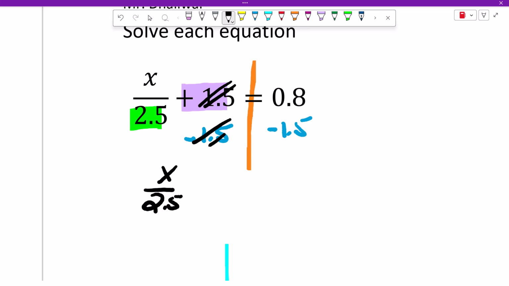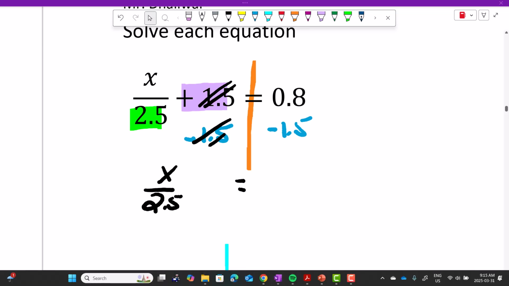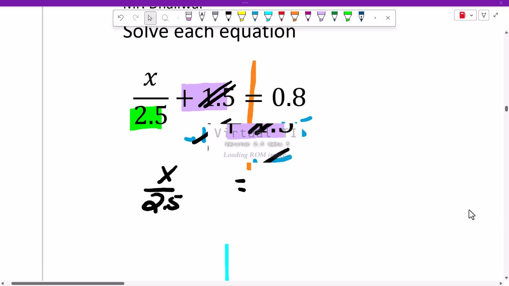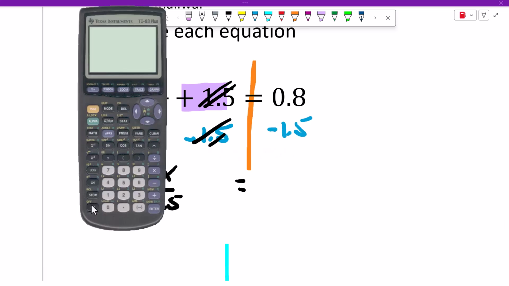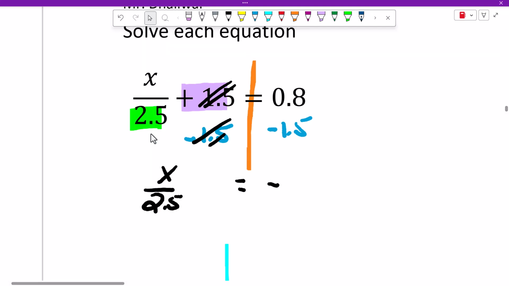We're working vertically, right? Try not to work horizontally because you start making mistakes with numbers. And we just grab our calculator and we do that calculation: 0.8 minus 1.5, and you get negative 0.7.